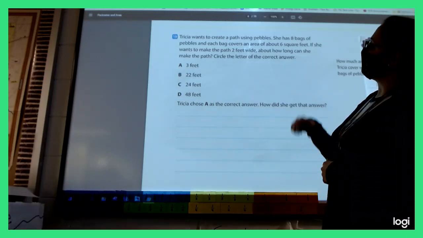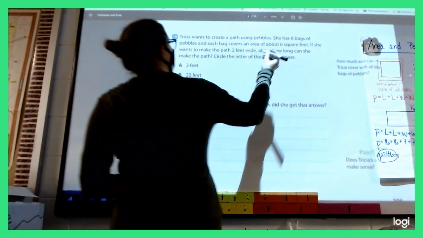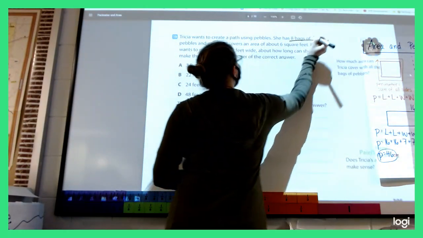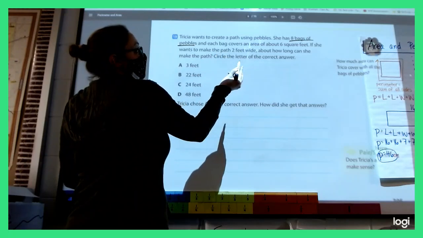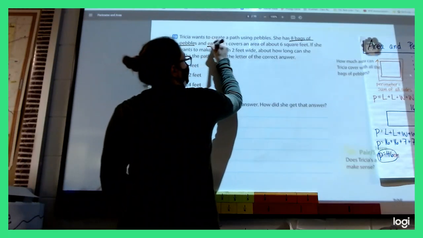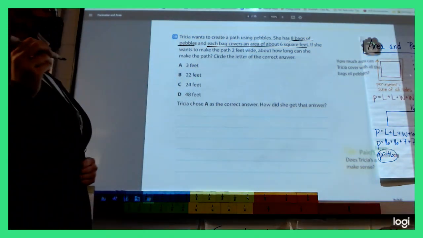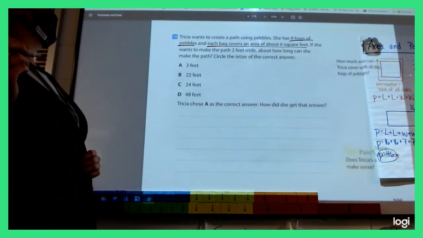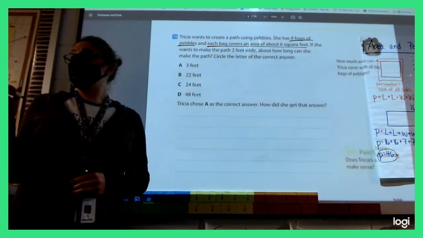All right. So we're creating a path using pebbles. She has 8 bags of pebbles. We should underline that. And each bag covers an area of about 6 feet. If she wants to make the path 2 feet wide, about how long can she make the path? Okay, now this is a complicated problem, so you're going to need to stick with me.